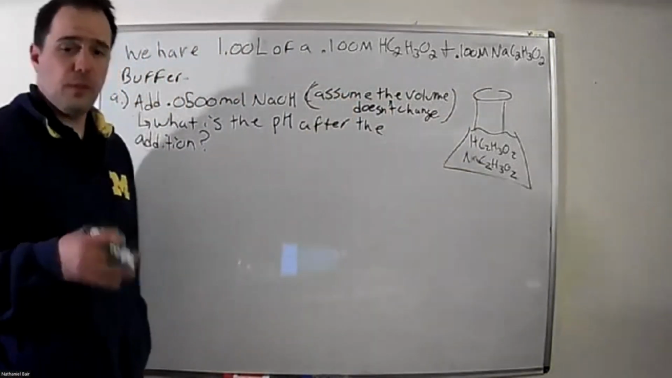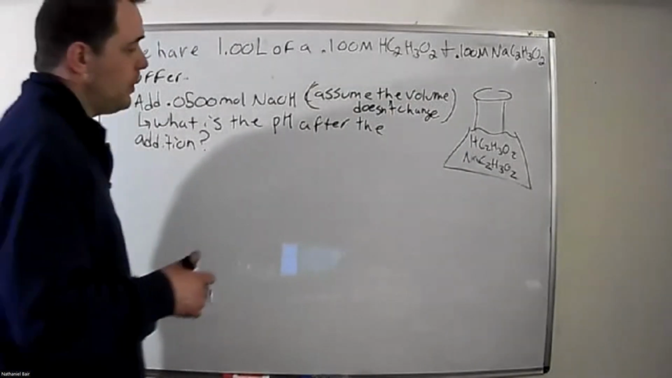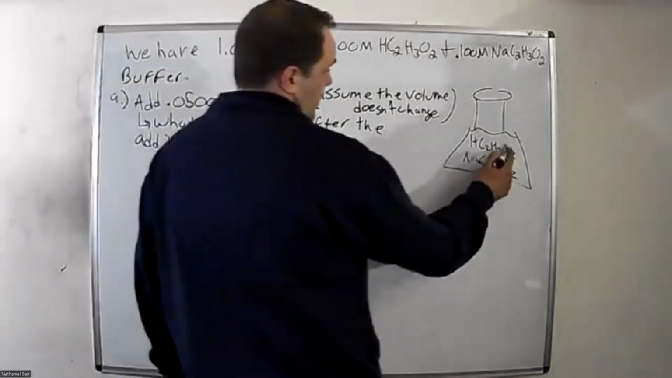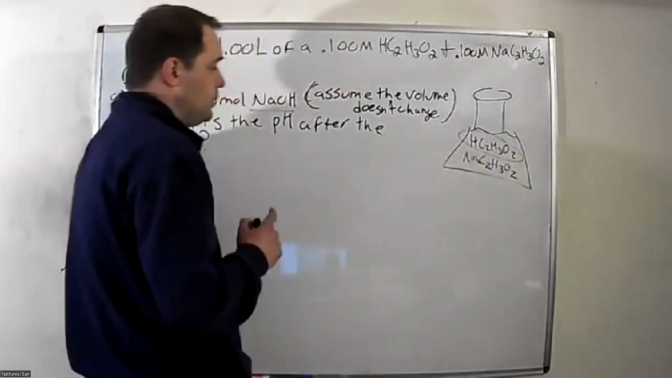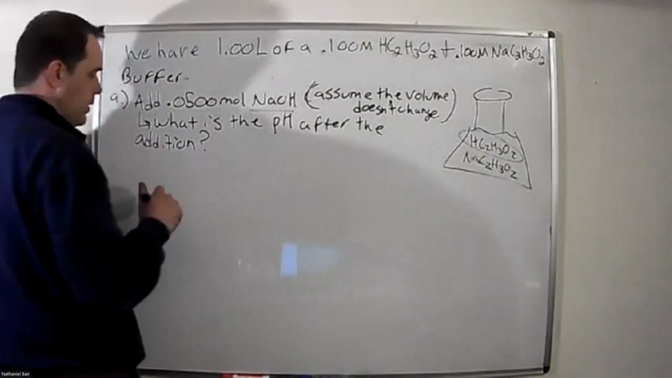Here's how I do this. First thing we need to do is write the reaction that's going to take place. So if we add sodium hydroxide, it's going to react with the acidic part of the buffer. Now you need to make the decision: are you going to include the sodium or not? We can include it, I don't care.